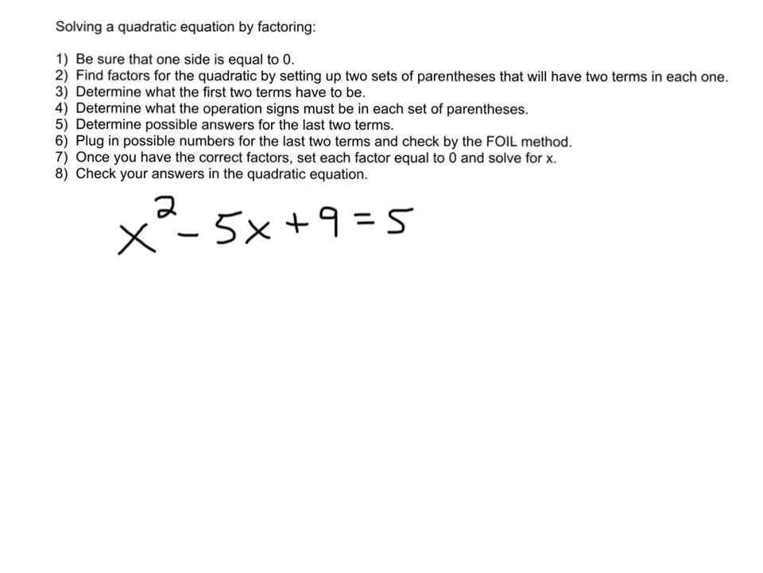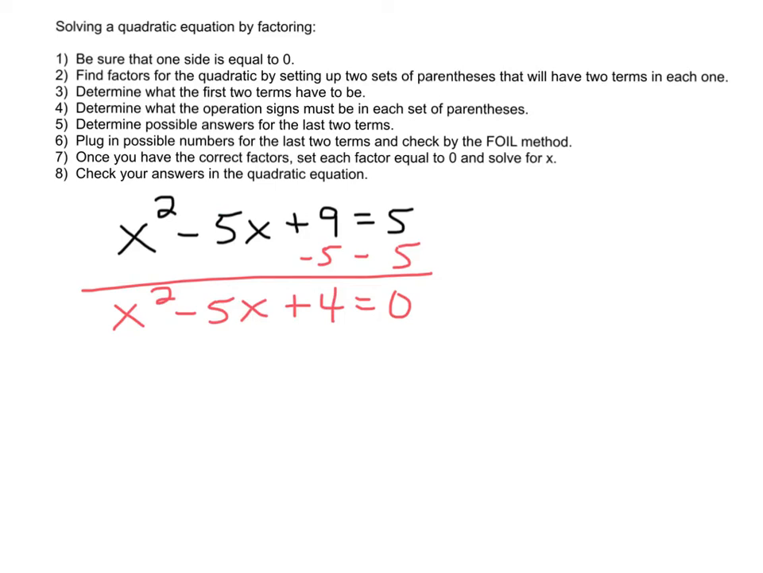So the first thing I'm going to do is subtract 5 from both sides. And when I do that, I now have x squared minus 5x plus 4 is equal to 0. So that's the quadratic I'm going to use.